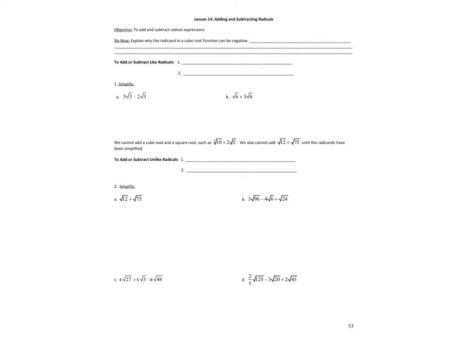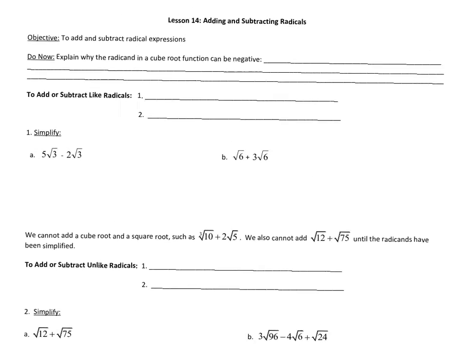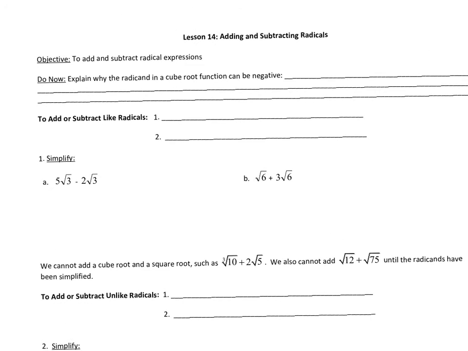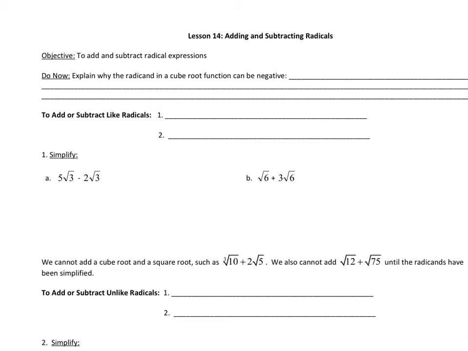So in this video, I'm going to go over adding and subtracting radicals. So let's start off with the do now. It says explain why the radicand in a cube root function can be negative. So remember, the radicand is the number that's inside. So let's say -8 was in here.